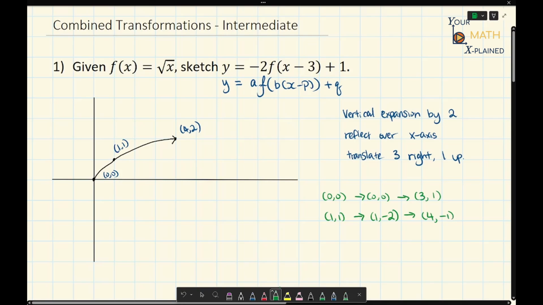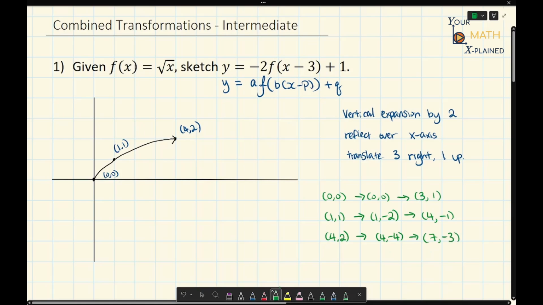And now the last point, we start at 4, 2. A vertical expansion by 2 is going to give us 4, 4. And then reflecting over the x-axis will get us 4, -4. And then the translation is going to get us to 7, -3.